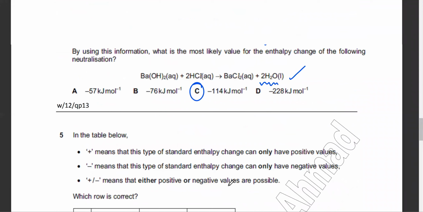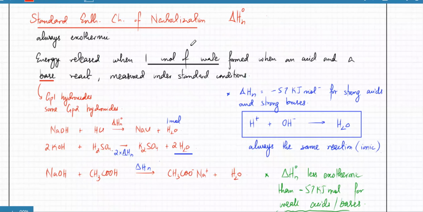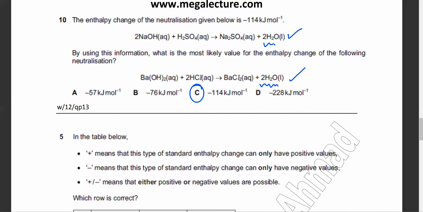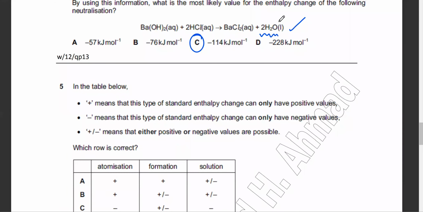Sir, if it was under standard temperature, then would it be minus 57? Not standard temperature. If this was 1 mole of water, because the definition is that it's the energy released when 1 mole of water is formed. So if it's 1 mole of water, then the enthalpy change would be exactly minus 57. If you're making 2 moles of water, like this over here, then the enthalpy change would be double the value because you're making double the quantity. Is that clear? Yes, sir. So the only reason it's minus 114 is because you're making twice the amount of water.